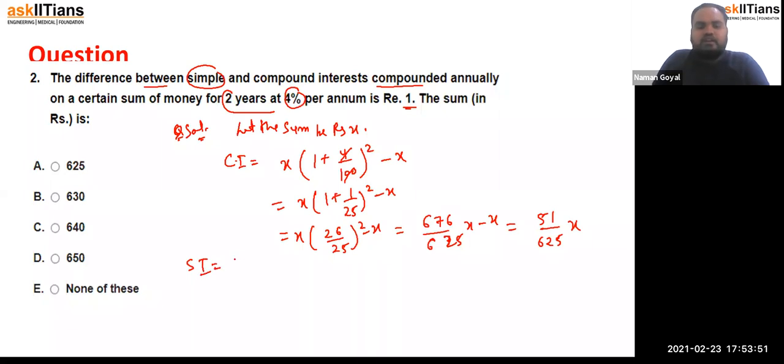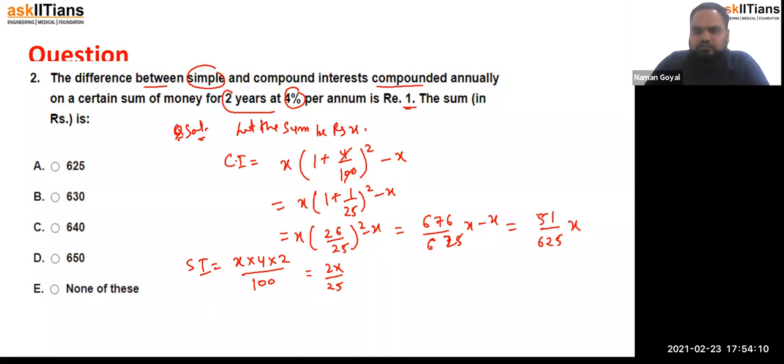It will be PRT upon 100. So P is x, R is 4, and T is 2 upon 100. So if you solve this, you will get 2x upon 25. Now according to the question, the difference between these two will be 1, and it is definitely sure that compound interest is greater than simple interest.